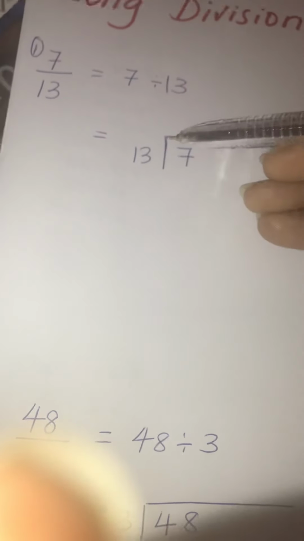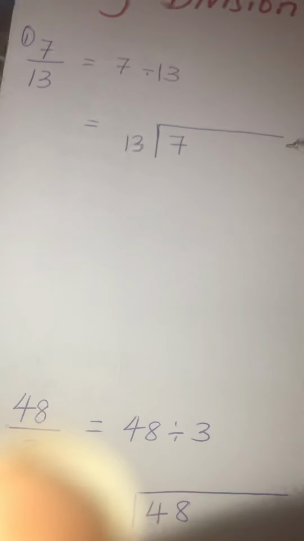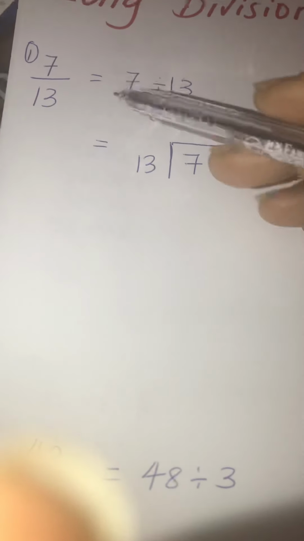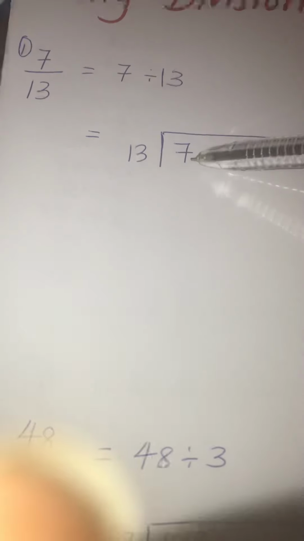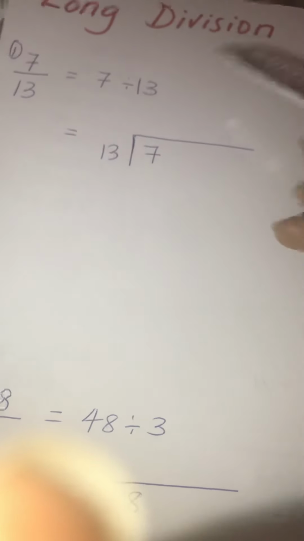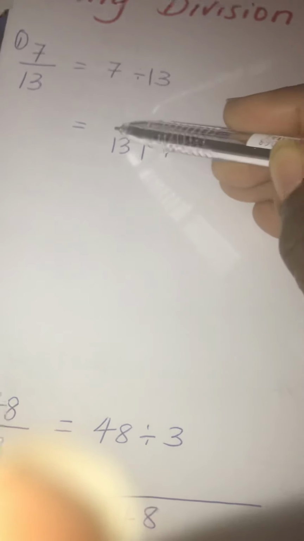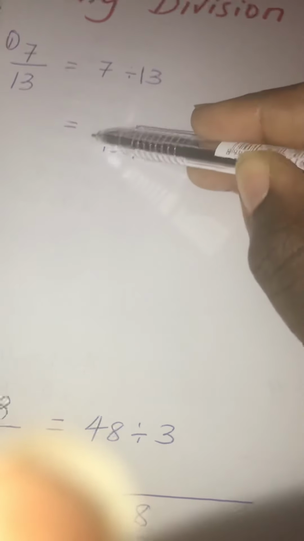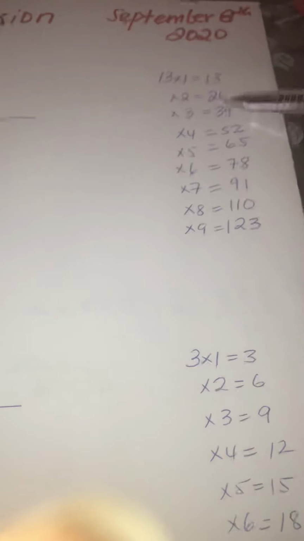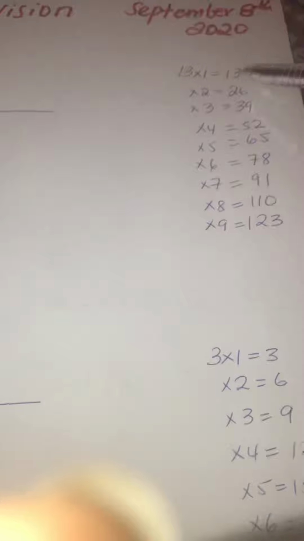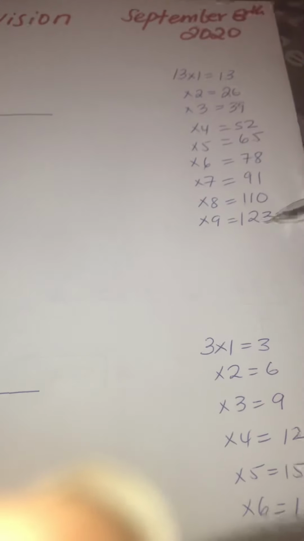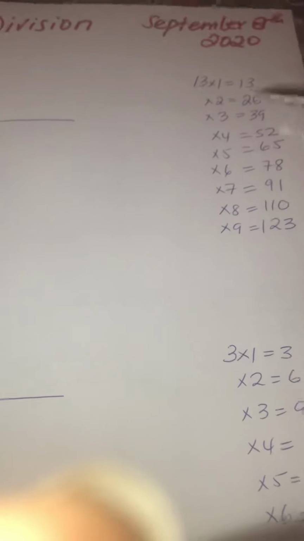Okay, so step 1, you draw your long division sign and you put your numerator inside and you put your denominator outside. Then you do the multiples or the multiplication table of your denominator, which I have done here. You should know, keep on adding 13 to get the next number. It is a pattern. It is a multiple.